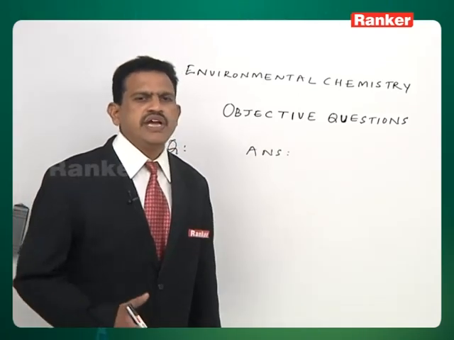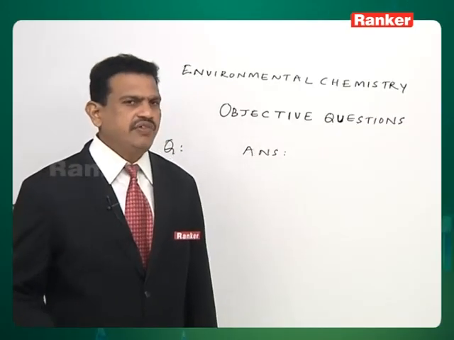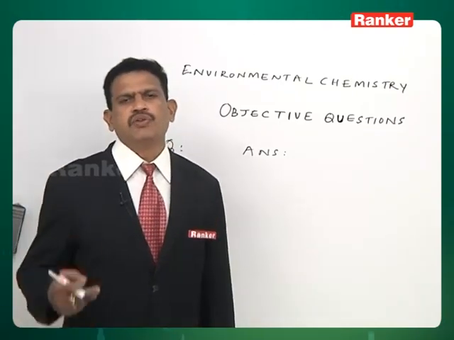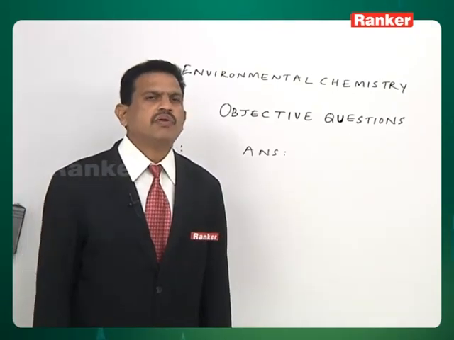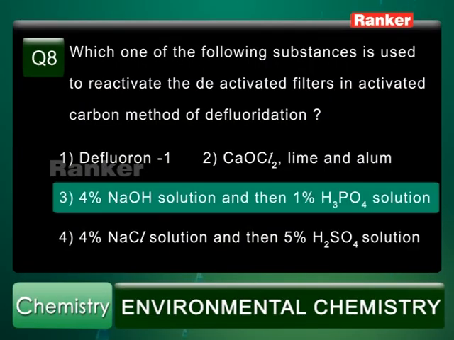Exhausted filters can be reactivated by: option 1, defluoron 1, option 2, bleaching powder, lime and alum, option 3, 4% sodium hydroxide solution with 1% phosphoric acid solution, option 4, 4% sodium chloride solution and then 5% sulfuric acid solution. For regenerating and reactivating the exhausted filters during the process of defluoridation, we can make use of 4% caustic soda solution along with 1% phosphoric acid, H3PO4, solution. So we can go for option 3.